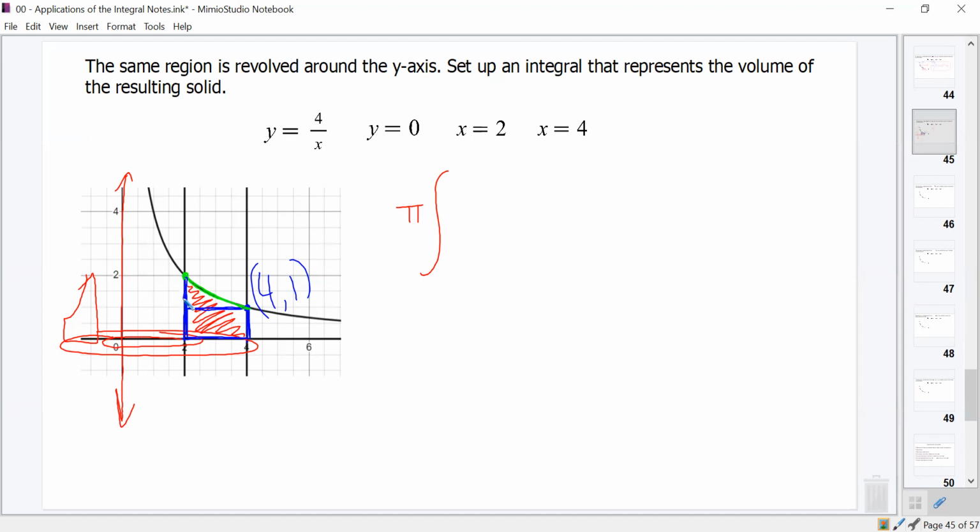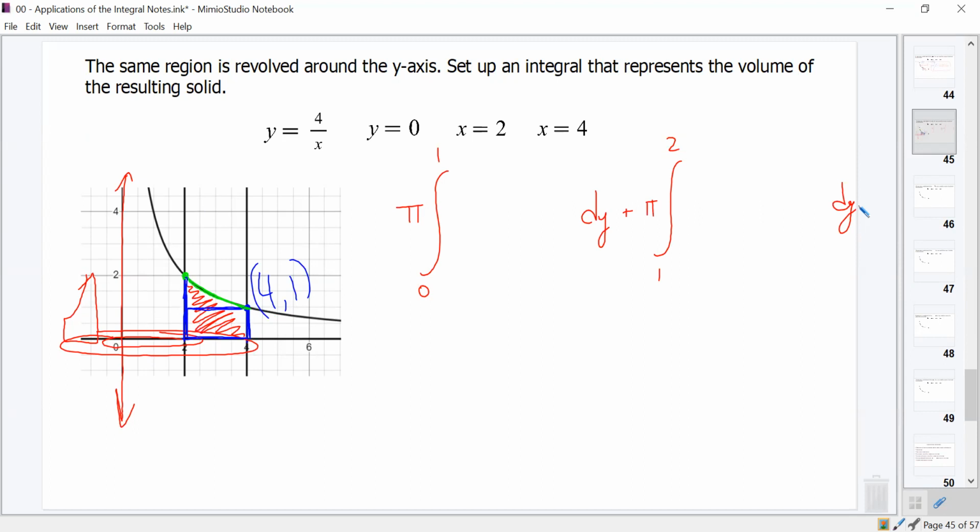We have a switch in what the right bound of our region is, which means that if we're doing this in terms of y, we're going to have to separate this into two different integrals. One that's going to go from 0 to 1, and another that's going to go from 1 to 2, because we have two different values that will make up our outer radius.